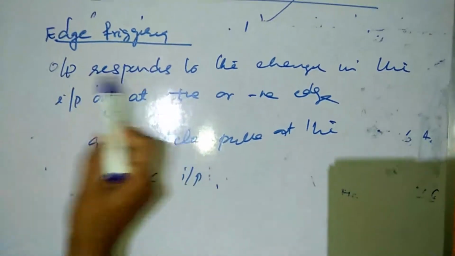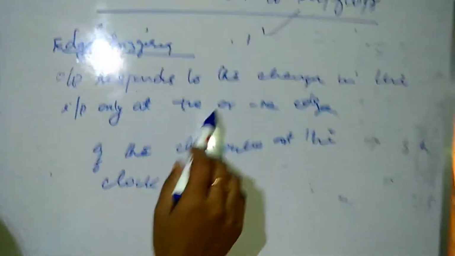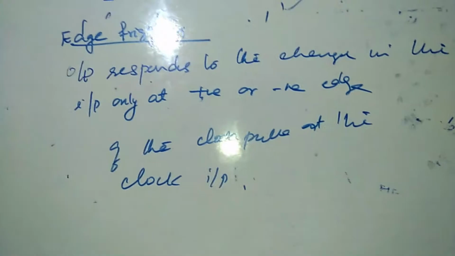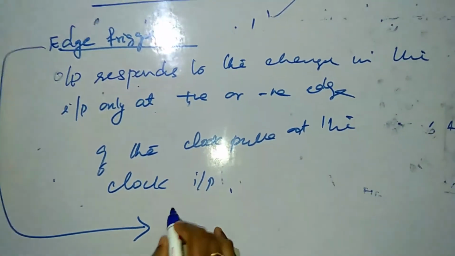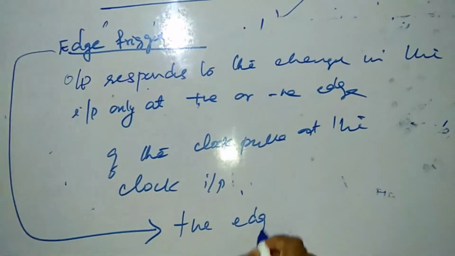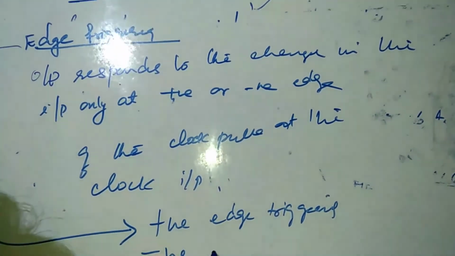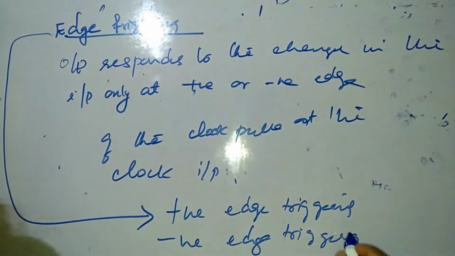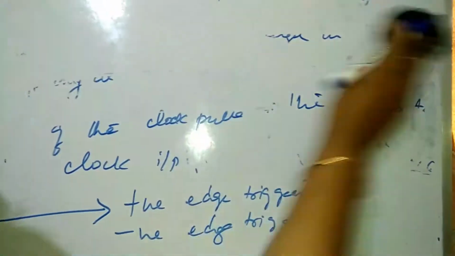See, students, concentrate here. The output responds to the changes in the input only at the positive or negative edge of the clock pulse at the clock input. Now again, edge triggering is of 2 types. This is positive edge triggering, and there is something called negative edge triggering. So these are the 2 types of edge triggering. I'll explain again with a diagram for your better understanding.